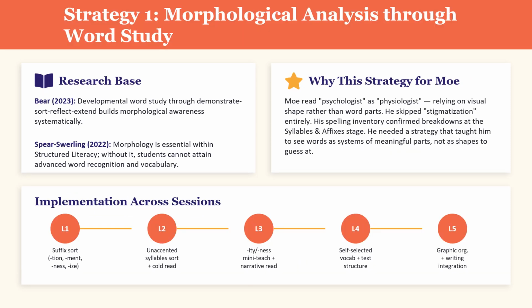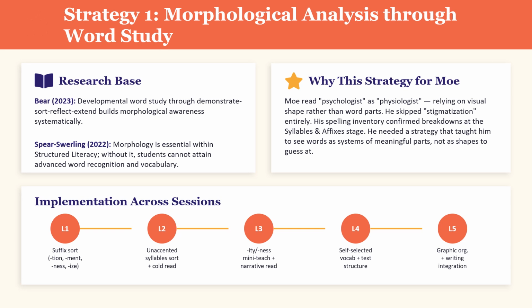The first strategy was morphological analysis through developmental word study. Words Their Way's demonstrate, sort, reflect, extend, cycle gave me a structured framework, and Spear-Swerling's work on structured literacy reinforced that without morphological knowledge, students cannot reach advanced levels of word recognition and vocabulary. So the rationale that I used for this strategy with Mo was easy for me.